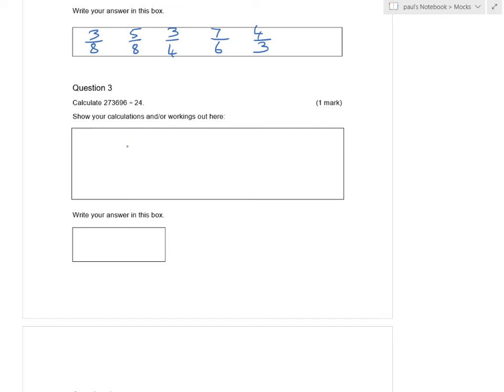Yeah, so that's that one, and then 0.625, 5/8. Yep, that's that one. And then 3/4, then 7/6, and 4/3. Oh, it's not easy, is it? Next question: calculate that divided by 24. Are we sure this is a non-calculator paper? Seems very complicated. Let's do it.